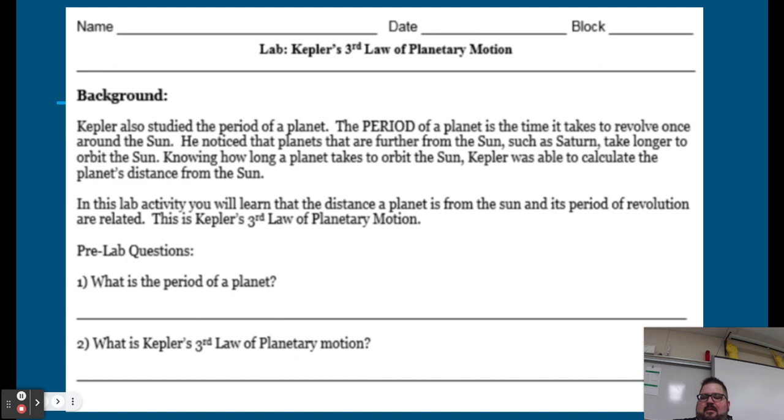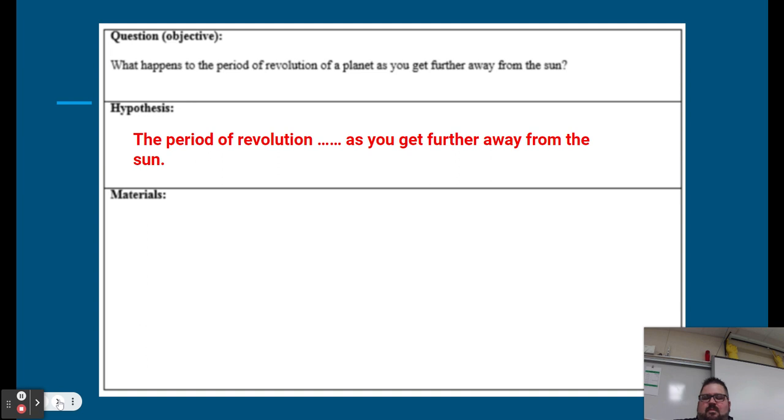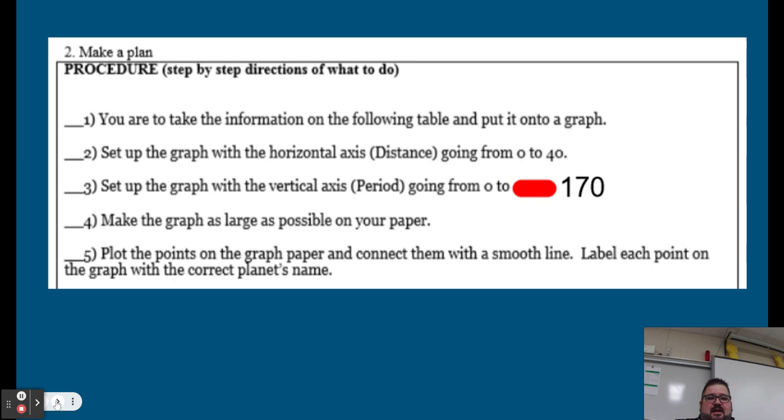So some background information. This is all attached below. What's the period of a planet? What's Kepler's third law of planetary motion? Going through the questions, if you don't have a printer, you can write this on a sheet of notebook paper. You can pause the screen where it's at. We have our question. Here is your answer. And as far as materials, everything's right here.